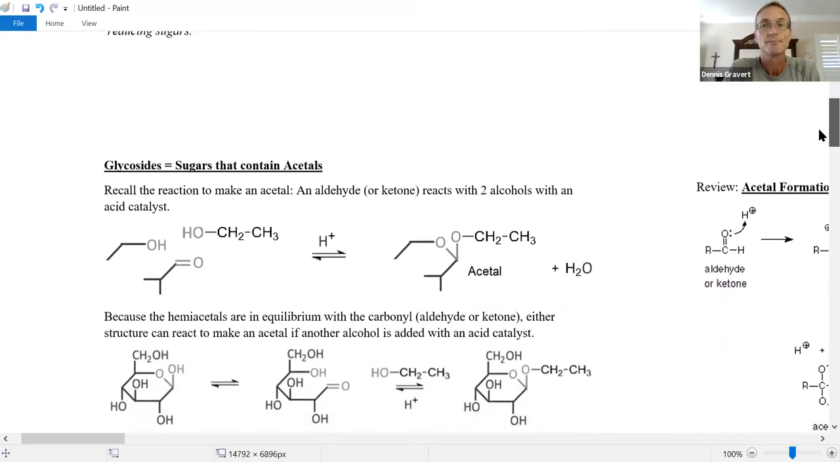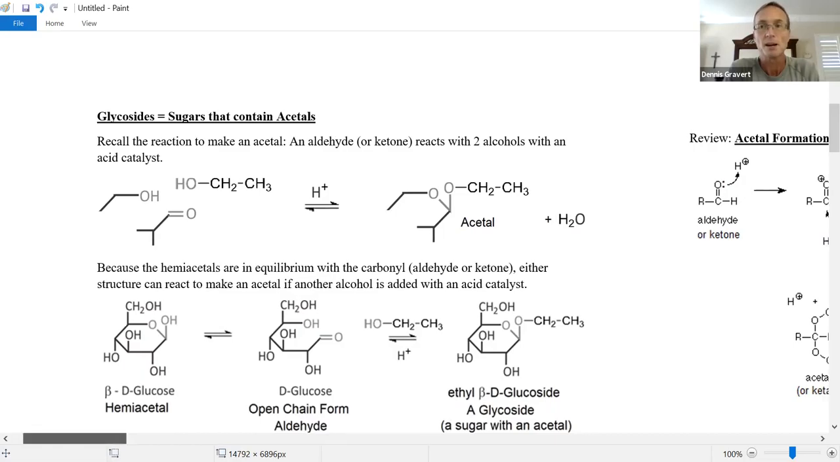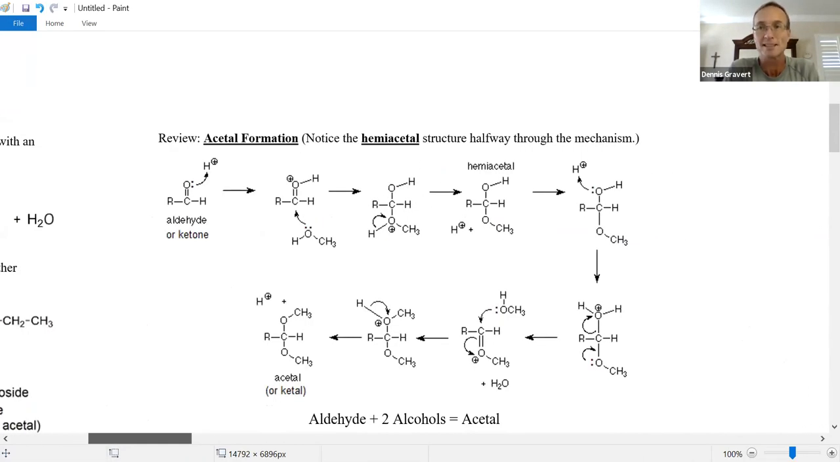Cool. All righty. So last time we talked about hemiacetals, and we talked about the mechanism, how to form an acetal. So there's the slide again with the mechanism. Key features here are you start with an aldehyde, add two alcohols and an acid catalyst to create your acetal. So aldehyde or ketone, which every sugar has.